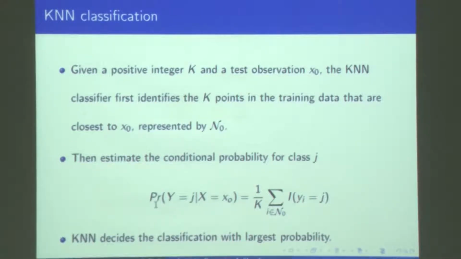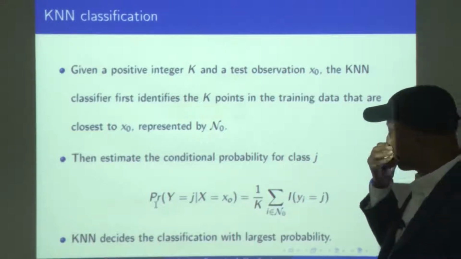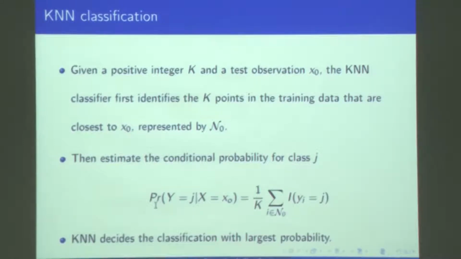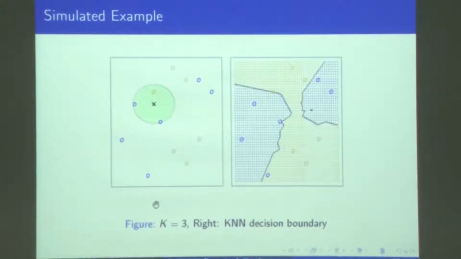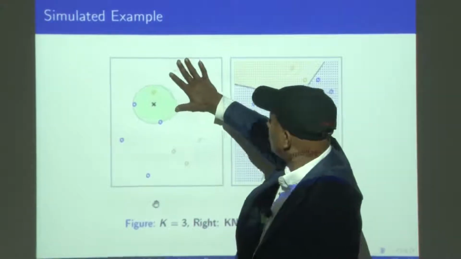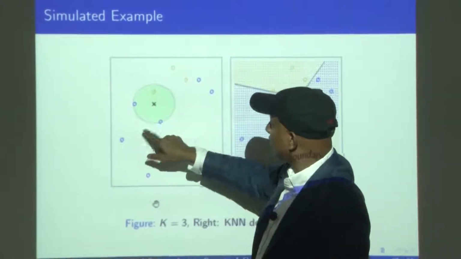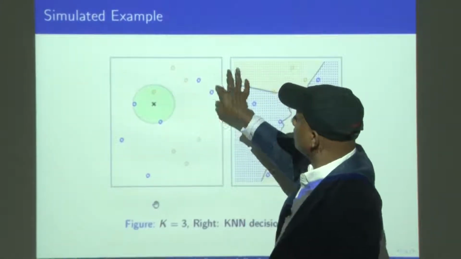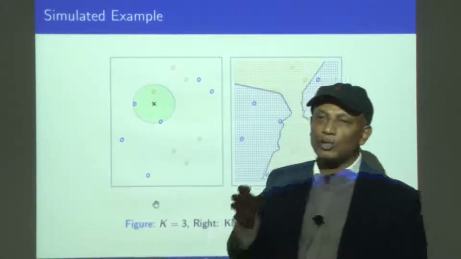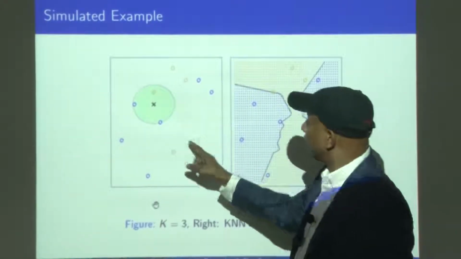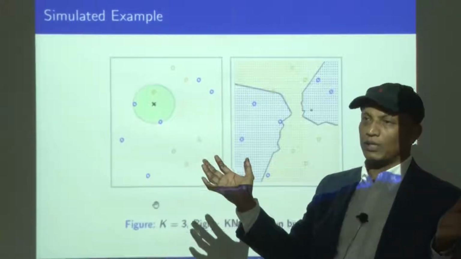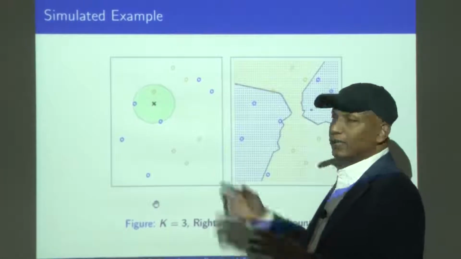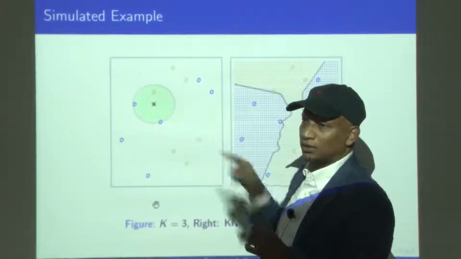Let me show you one way. Here is this picture. Suppose this is your training data set. All these round circles are your training data points, and these two different colors are from two different groups, disease group and non-disease group. Then a new guy came in. So this is the new guy.